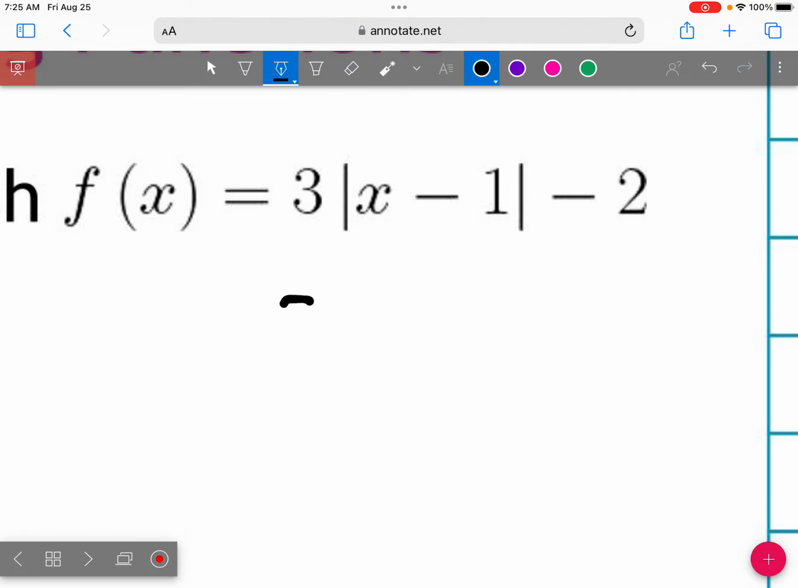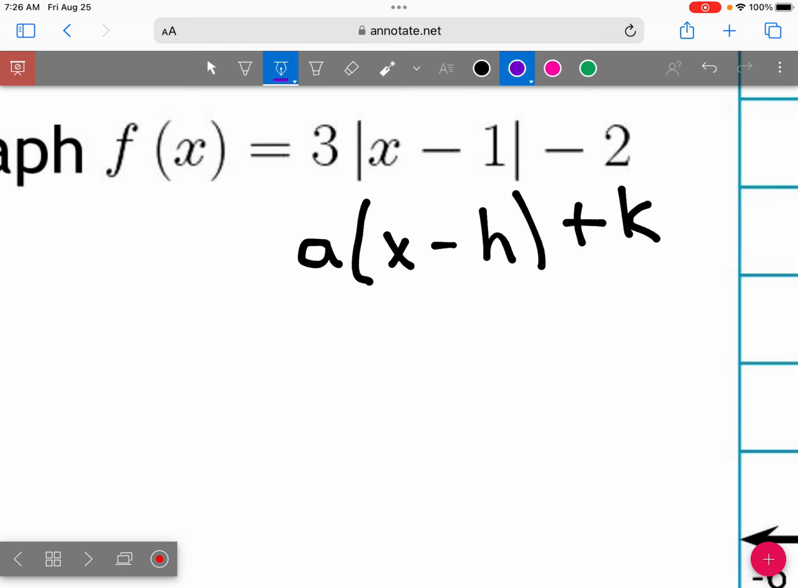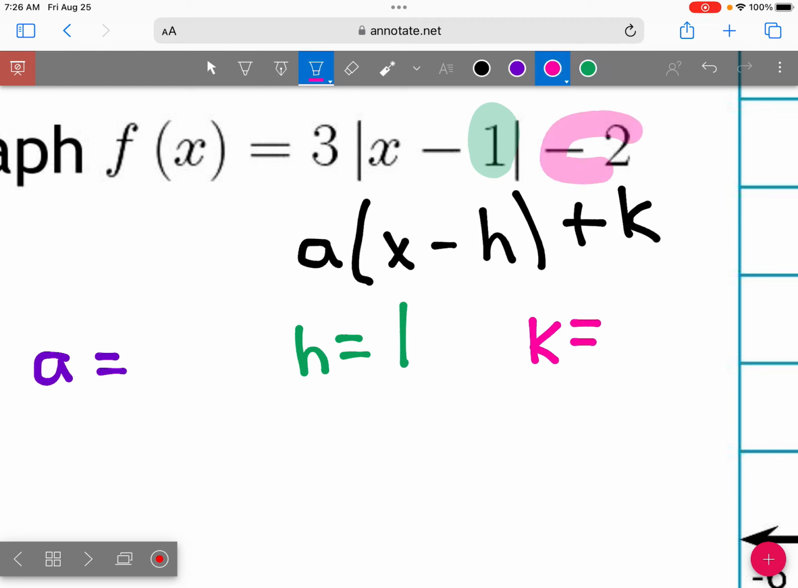So this is when we're going to take our transformation form, A times x minus H plus K, and we're going to identify our A, H, and K pieces. A equals, H equals, K equals. I want to find those pieces. What do we know? What's one of these pieces? H is 1. And H is positive 1. We even caught that sign. Good job. What else do we know? K is negative 2. And A is 3.